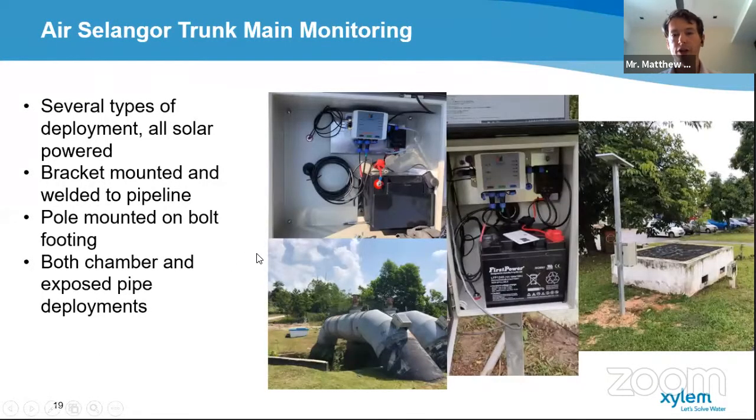So we have several types of deployment that enable us to speed up the deployment of the equipment in the field. They're all solar powered. You can see here in the pictures that we have a typical deployment that is fitted to a steel pole, and another type that is welded to the trunk mains in the lower left-hand image here. All of this is powered with a rechargeable battery on the inside of the enclosure there. And we refer to these as both the pole-mounted and bracket-mounted types of deployment. This enables us to go into both chambers and on the S-bends that are typical within Malaysia.